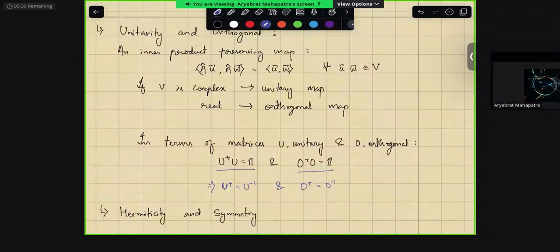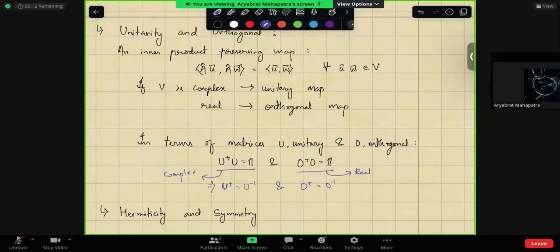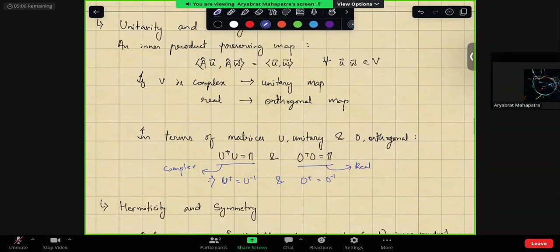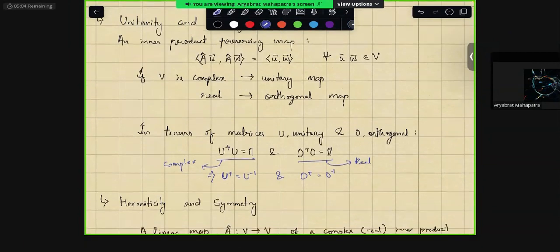If you are dealing with complex vector spaces, this is your condition, and if you are dealing with real numbers or real vector spaces, this will be your condition.